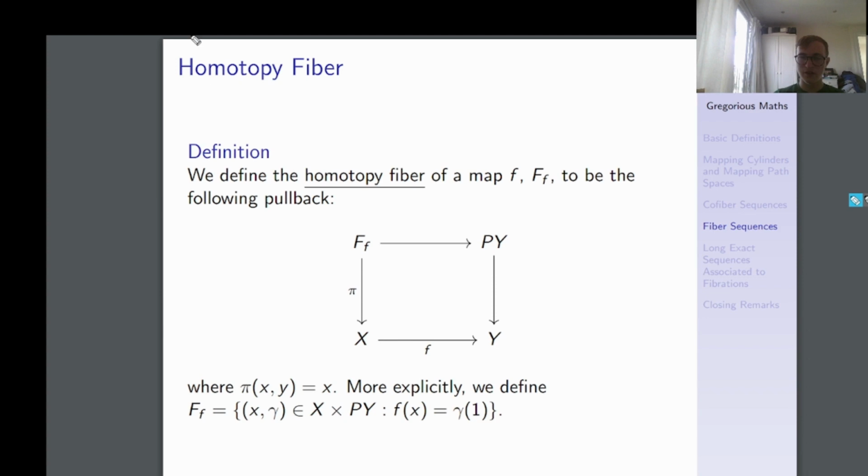So again, we do the dual notion. We did a pushout last time, so naturally we're going to get pullbacks this time. So explicitly, the homotopy fiber is a subspace of X cross the path space of Y. It's the set of pairs (x, gamma) such that f of x is equal to gamma of 1. Okay, good.